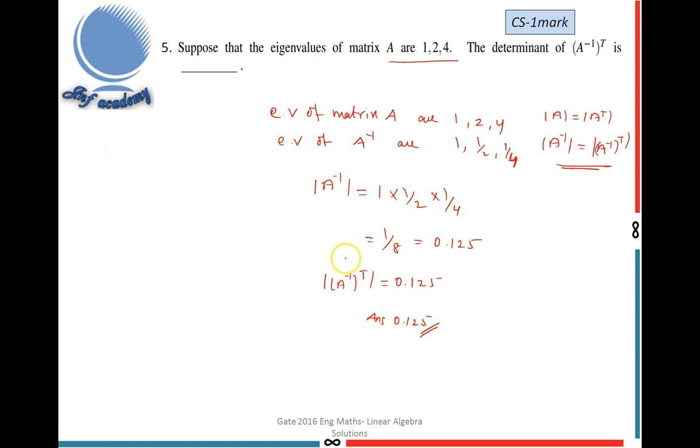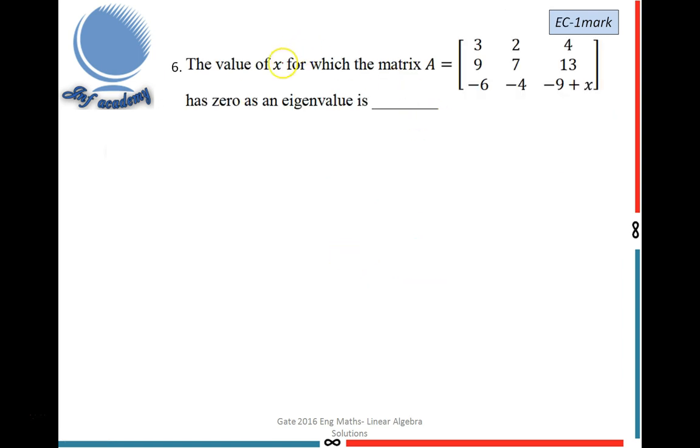Now sixth problem. The value of x for which the matrix A has 0 as an eigenvalue. This matrix has one eigenvalue as 0. Then you have to find the value of x. Suppose the matrix has the eigenvalue 0. One of the eigenvalues is 0. Then you have to find the value of x. It's from the EC department. It has 1 mark.